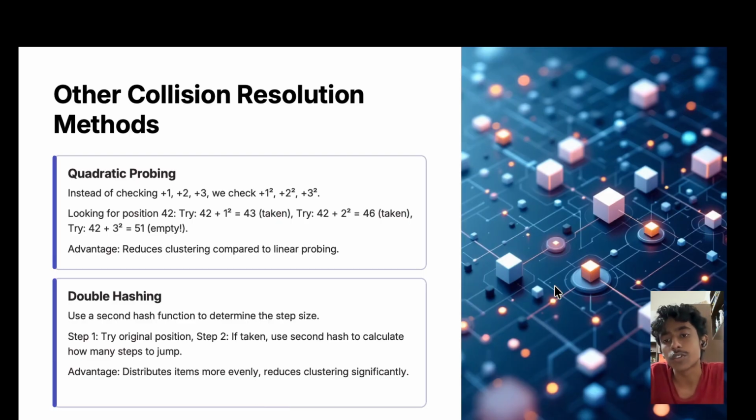Other methods and types of hashing. Other collision methods exist, such as quadratic probing, where instead of checking spaces linearly by plus 1, plus 2, plus 3, we check plus 1 squared, plus 2 squared, and plus 3 squared. For position 42, we try hashing, then 46, then 51. This reduces clustering compared to linear probing. Double hashing uses a second hash function to determine the step size if the first spot is taken. This distributes items more evenly and reduces clustering significantly.